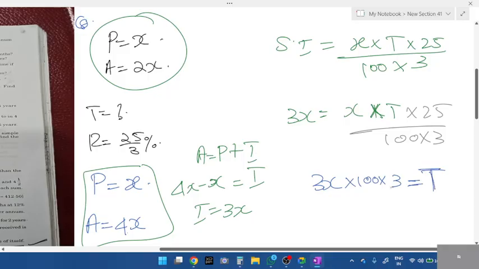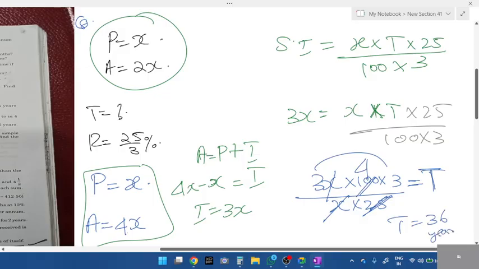If you want to find t, which one gets multiplied? 103, right? Divide by x into 25. Which one gets cancelled, students? X and x. 25 goes 4 times. So 3 into 3 is 9. 9 fours are 36 years. So I made a mistake here. Don't take simple interest for both the questions. Take principal and amount values. X and 2x. X and 4x.